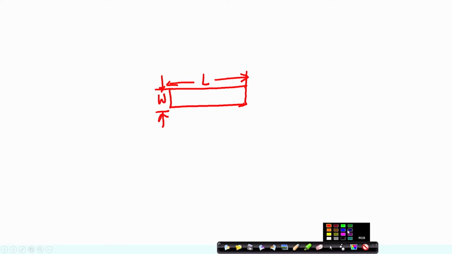So, as we said, if this is the slot length L and this is the slot width W, the electric field of the slot is essentially maximum at the center, and it reduces. It typically has a sinusoidal distribution, so it reduces steadily and is 0 at the edges. So, this is essentially the electric field of the slot.